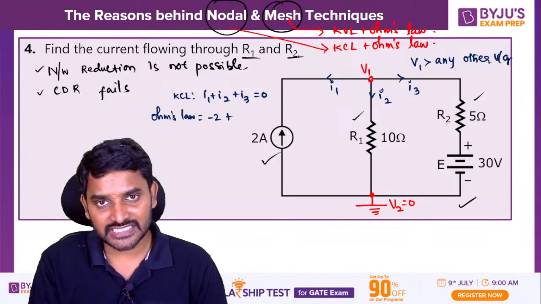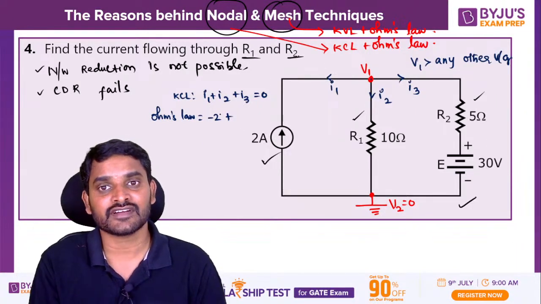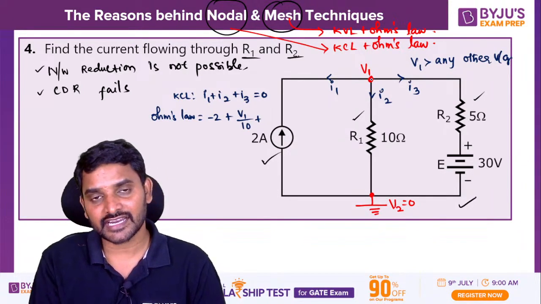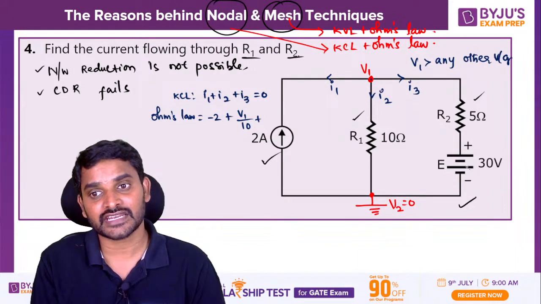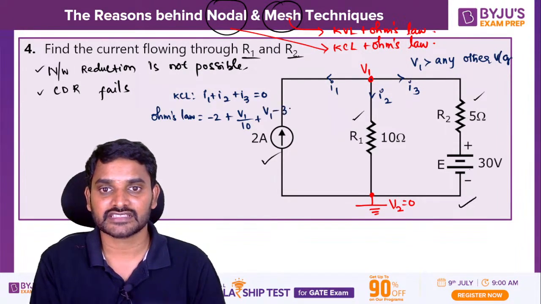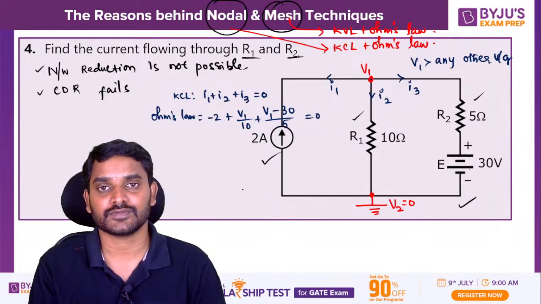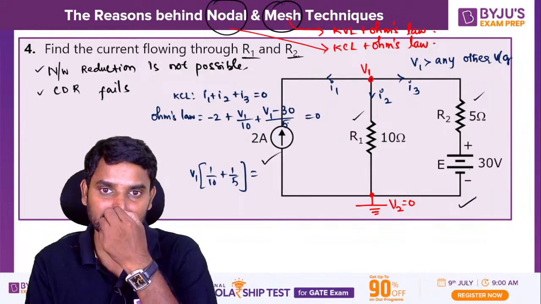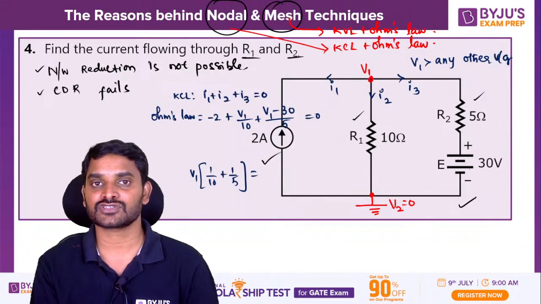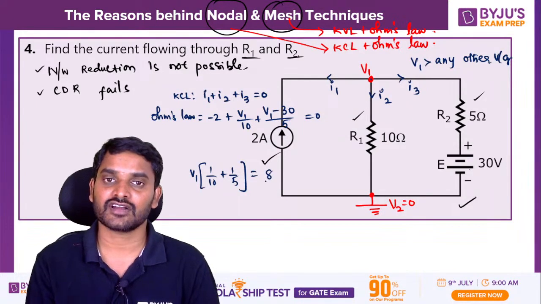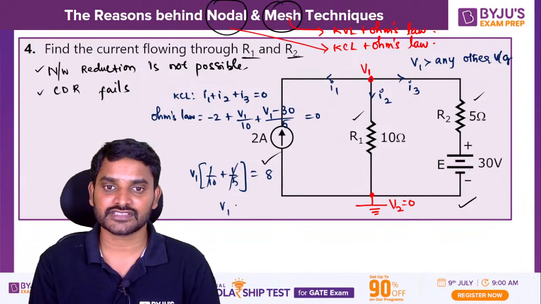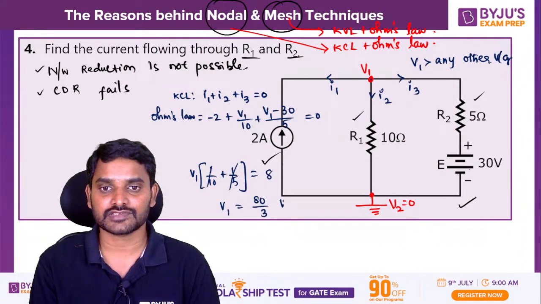I2 I can write as potential difference divided by resistance, that is V1 minus 0 divided by 10. I3 I can write as potential difference divided by resistance, that is V1 minus 30 divided by 5, is equal to 0. So if you solve separately, V1 times (1 by 10 plus 1 by 5), and on the right hand side you will get 30 by 5, which is 6, minus 2, it will be plus 8. Sending it to the right side, it will become plus 8. Of course, this is 0.2 and 0.1, 0.3. So V1 is equal to 80 divided by 3 volts.